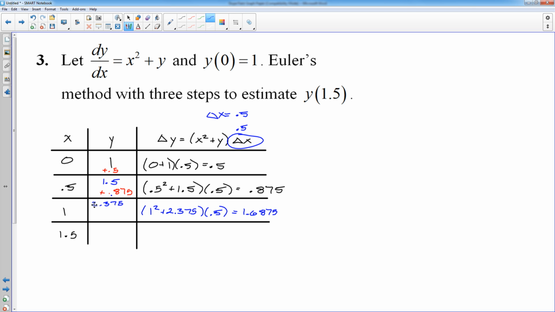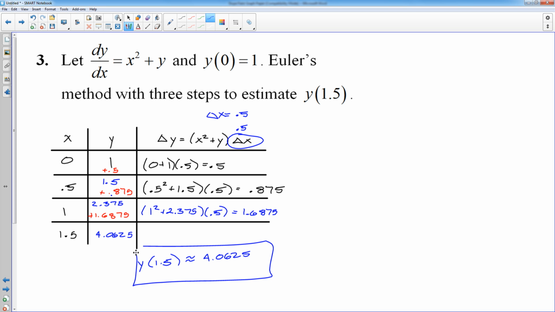Okay, so my bad. Add 0.875 to your previous y right here. That gives you 2.375 as your new y coordinate, and then you plug in 1 and 2.375 to your delta y equation. You get 1.6875, so now I'll go back and add 1.6875 here, and when you add that to your previous y, you will get your final y coordinate of 4.0625. So we will say that y of 1.5 is approximately 4.0625. And that is what Euler's method gives you for the approximation at 1.5.